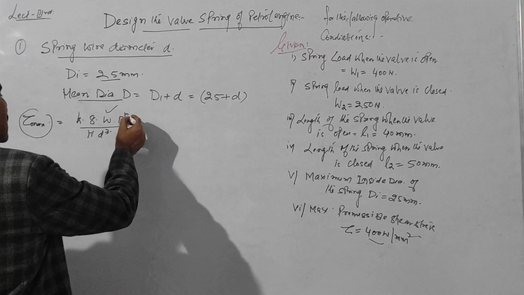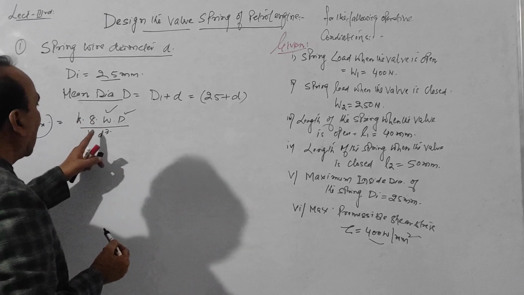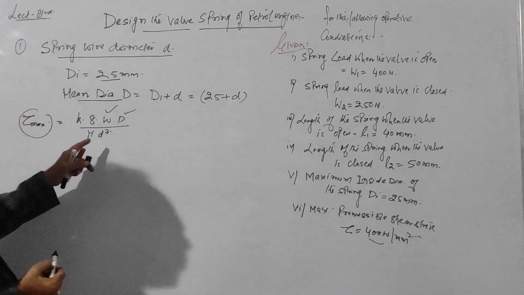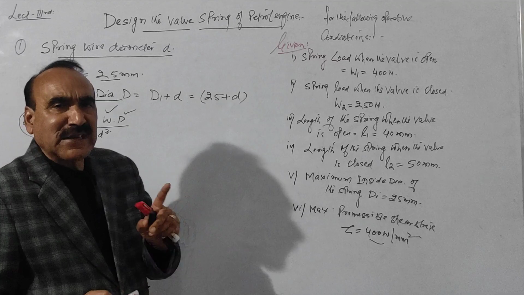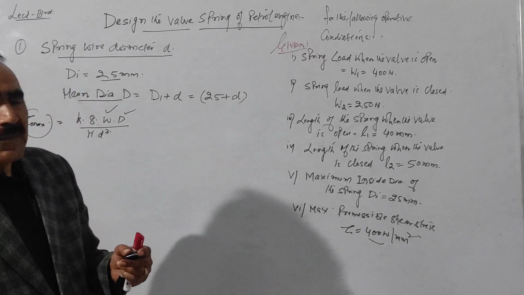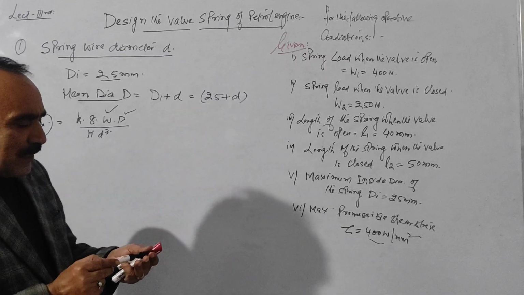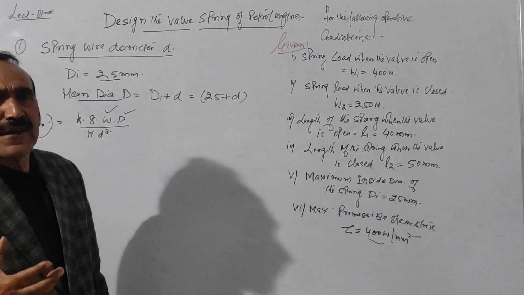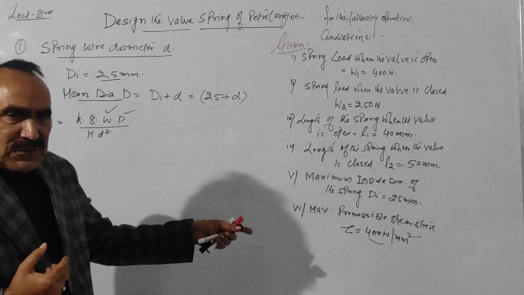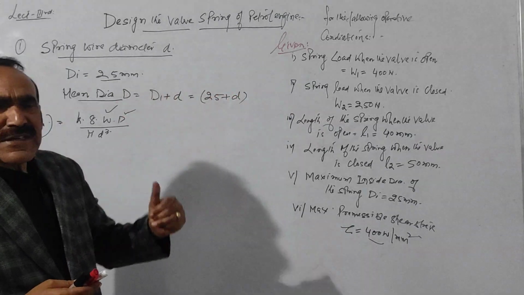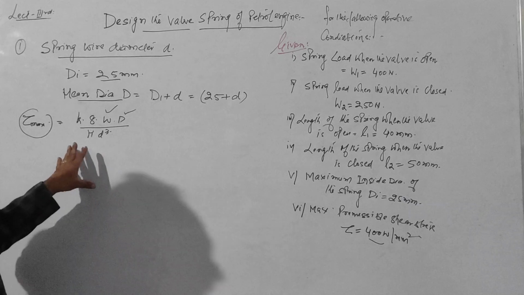So, D, mean diameter, is not given in the problem. So, it is difficult to calculate the diameter of the spring wire from here. Or you can say that we will not use this relation to calculate the diameter of the spring wire. You understand this point? Because in the last problem, I calculated the diameter of the spring wire because their operating conditions are different. They have given the spring index there. When the value of the spring index, the value of tau, and the load are given, you can use this relation for calculating the diameter of the spring wire.